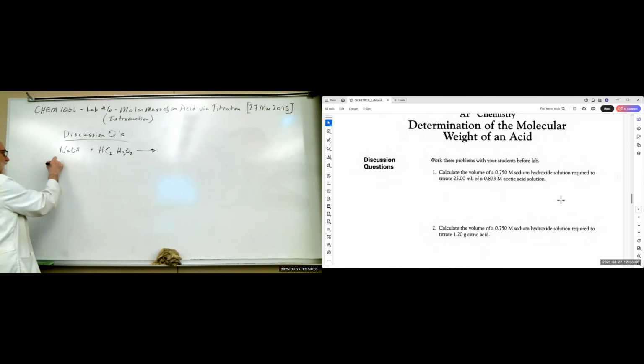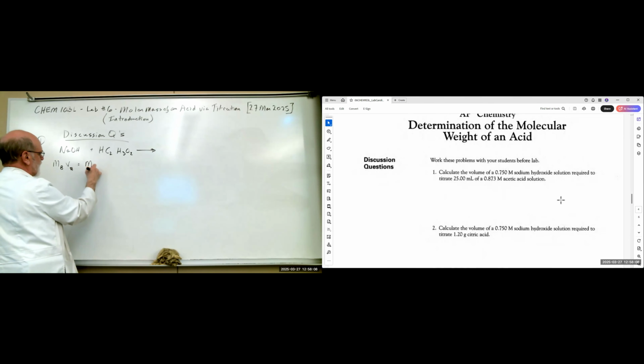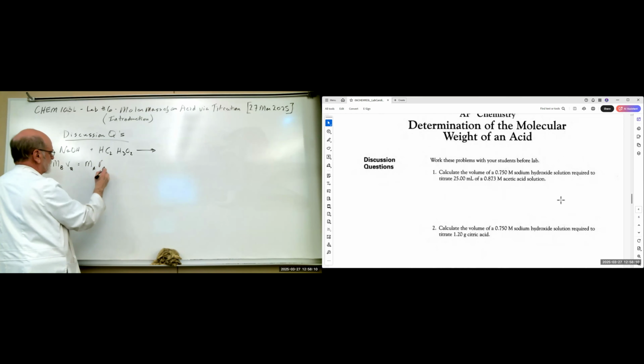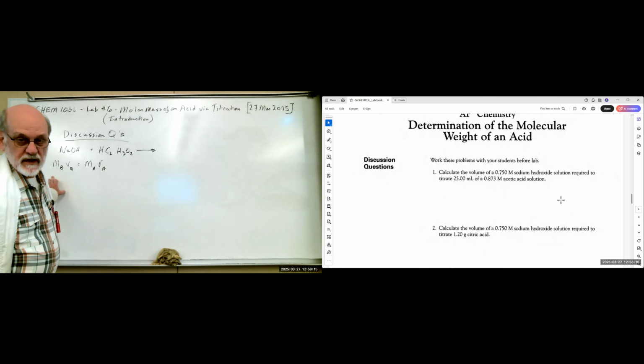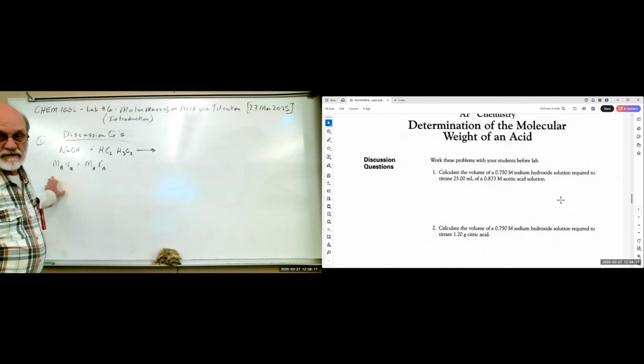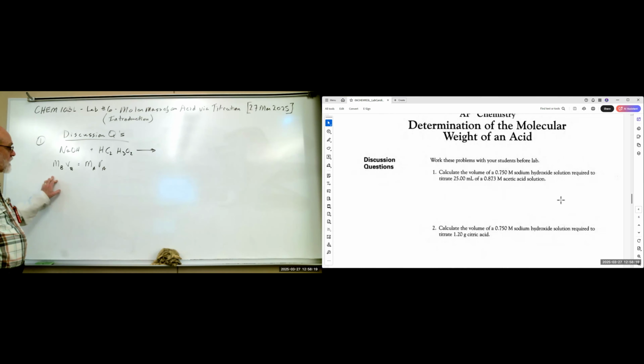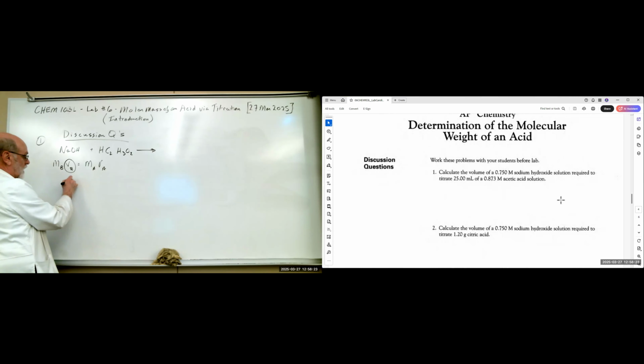So now we can say, and this is number one, the molarity of the base times the volume of the base equals the molarity of the acid times the volume of the acid. So what are the values here? Well, the question is, calculate the volume of sodium hydroxide. This is our unknown, so we could go ahead and solve for that one.